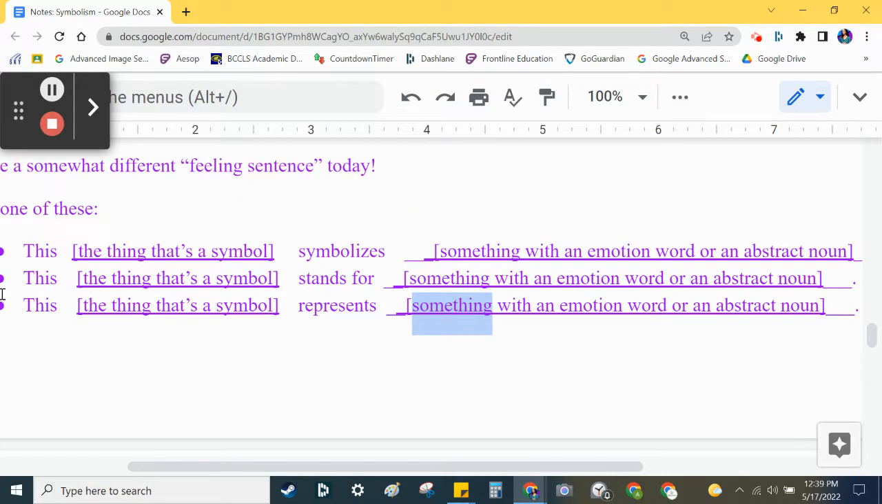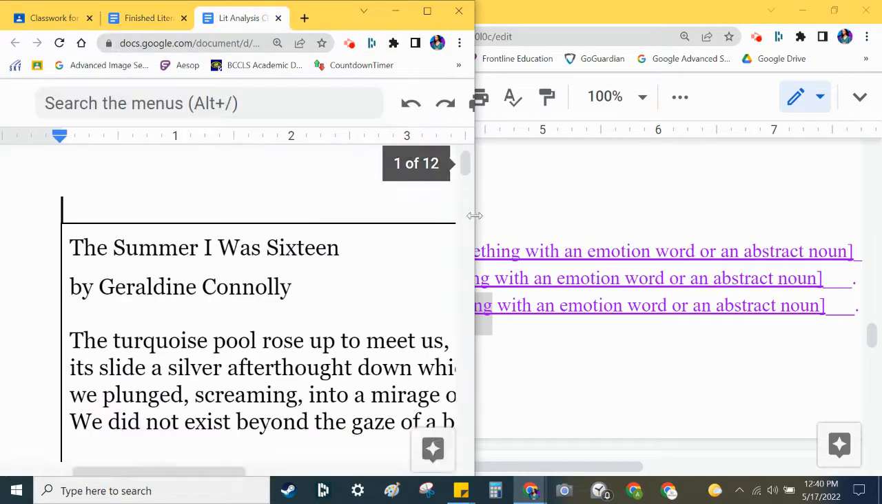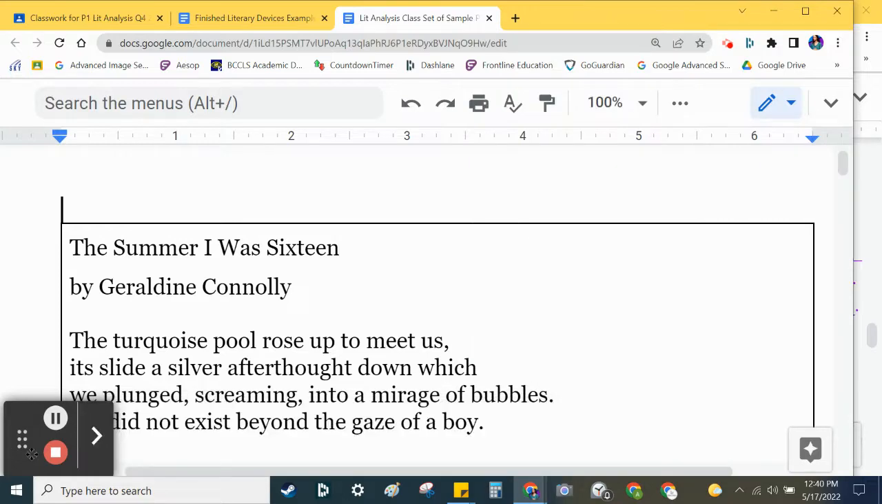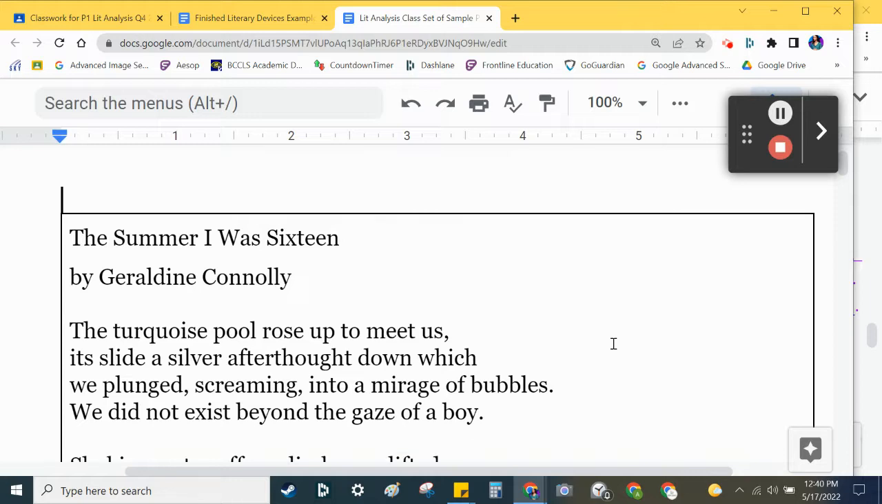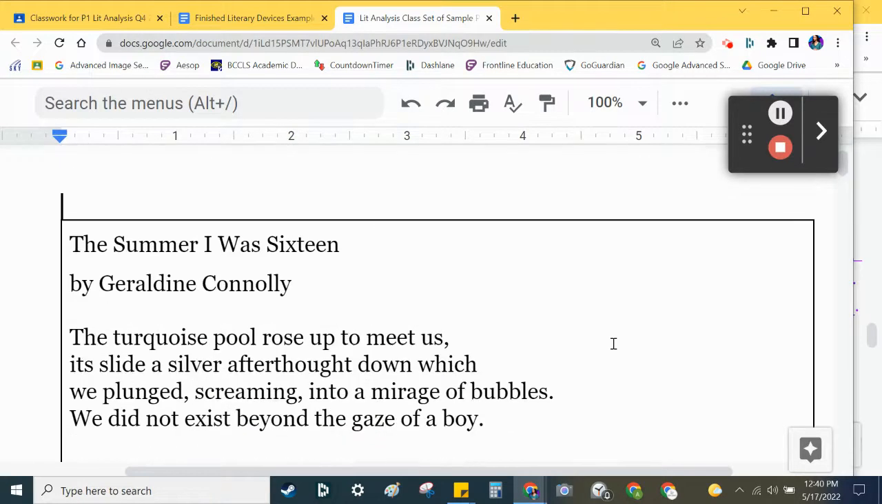Let me show you a poem that has metaphor and symbolism both, or at least you could argue that it has symbolism. Here's the class set. Here's this poem, The Summer I Was 16. Some of you have seen this poem because it's a good one for metaphor. It's about adolescence, being a teenager, sort of on the verge between childhood and adulthood. And it's these girls at the pool.